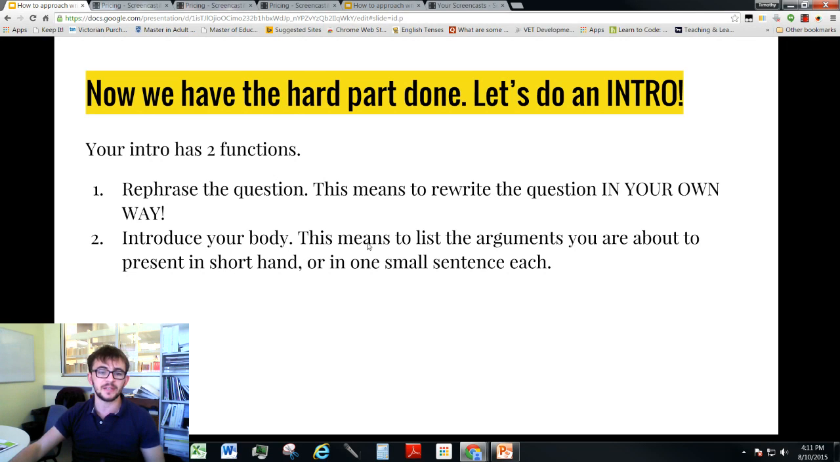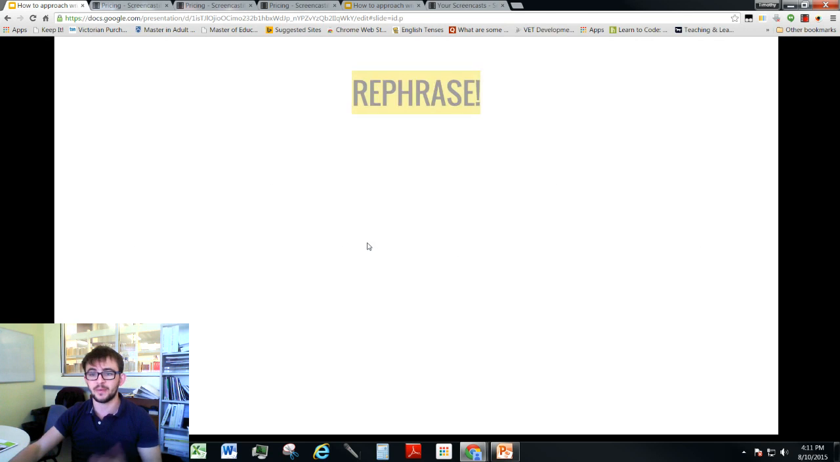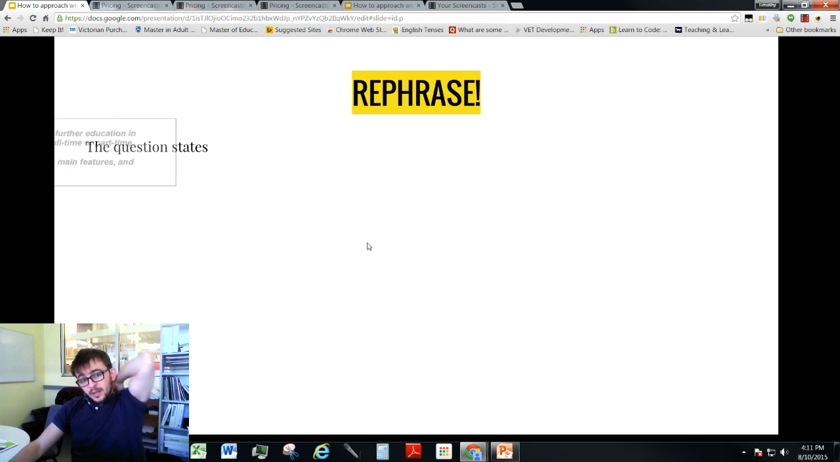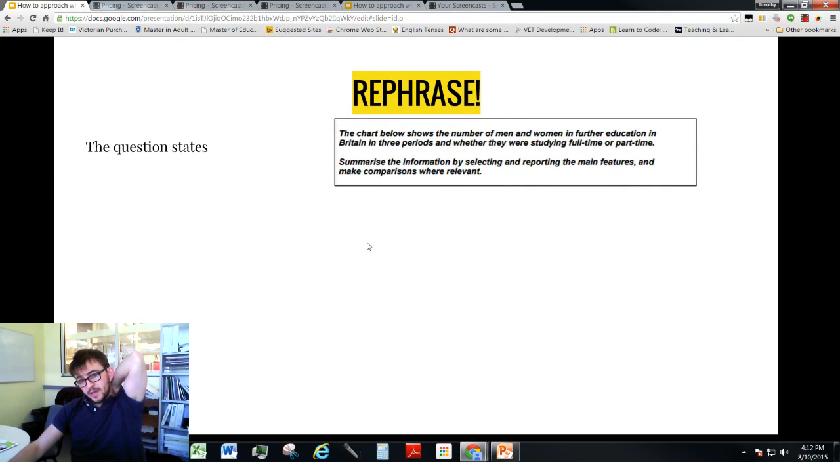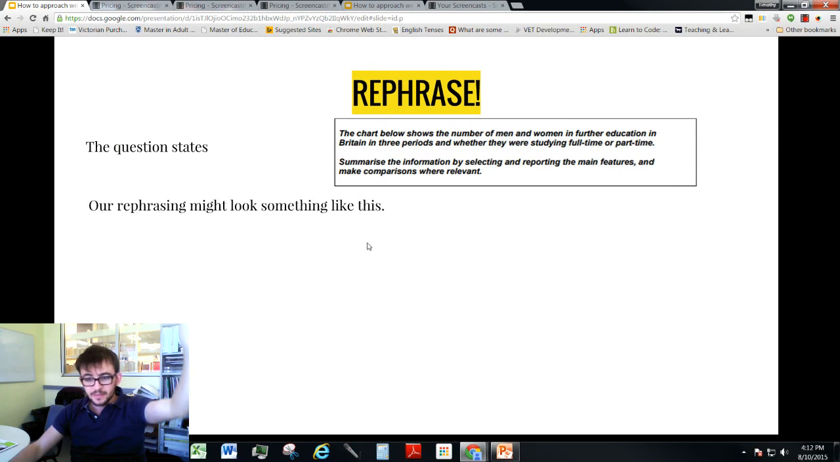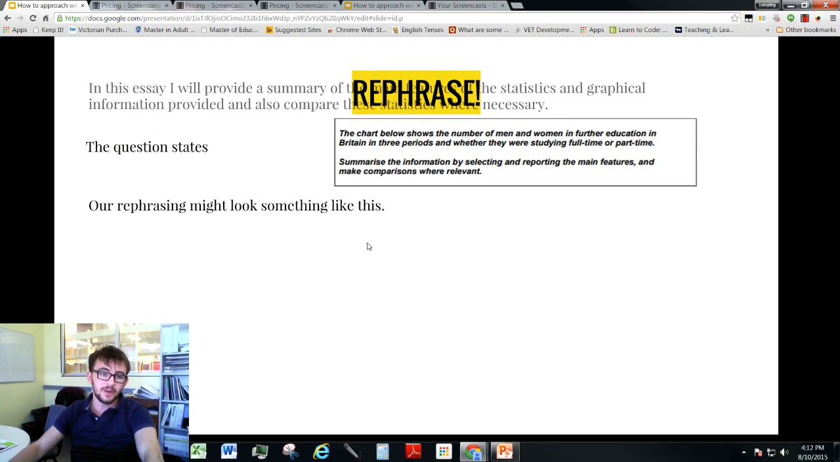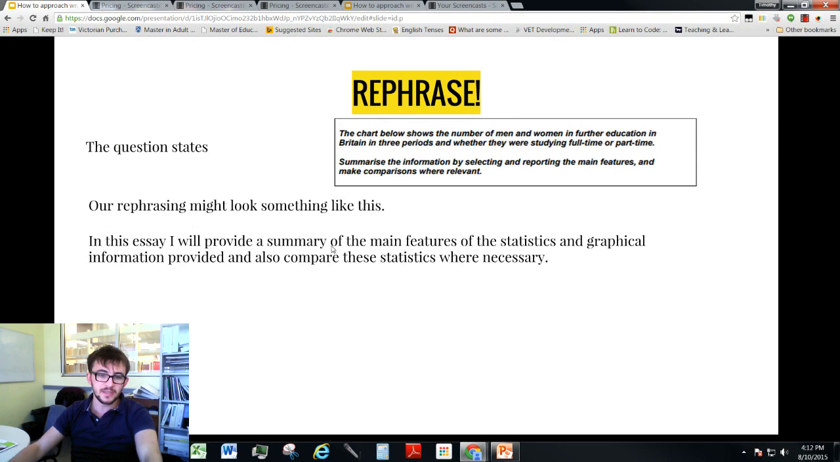And the second part of the intro is to introduce your body. So make a list of arguments in shorthand. And I'm about to show you that. So the question states, summarise the information by selecting and reporting the main features and make comparisons where relevant. So if we're rephrasing, it might look something like this. In this essay, I will provide a summary of the main features of the statistics and graphical information provided, and also compare these statistics where necessary or where relevant.